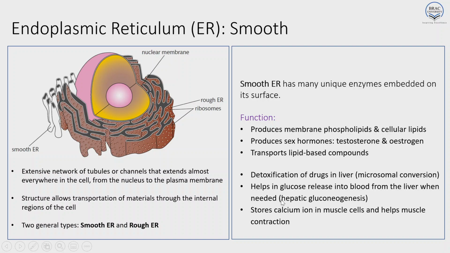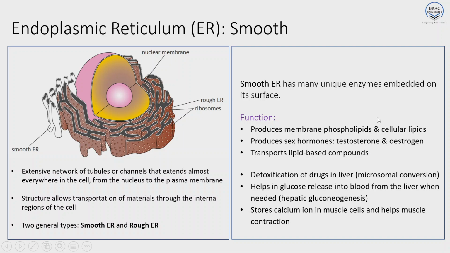So just know the term, you don't have to know much at this stage. Just know the term gluconeogenesis, etc. So these two functions of the ER involve the liver. The last function involves muscles. The ER stores calcium ions, and calcium ions help in the contraction and relaxation of the muscle.